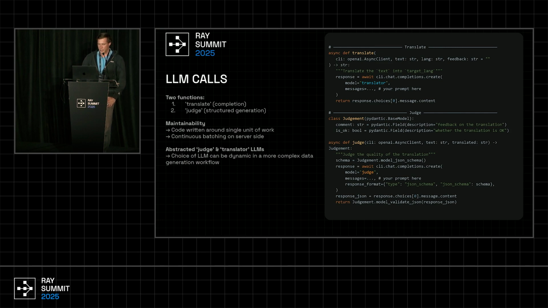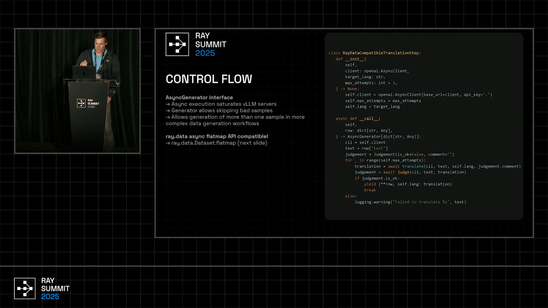So throughput is not an issue. There's no heavy computation done here. It's all offloaded to the vLLM server. So let's have a look at the last page, which is the control flow. There's something very important here that I want to emphasize.